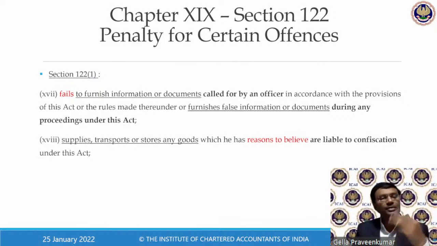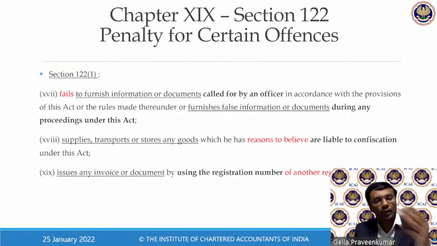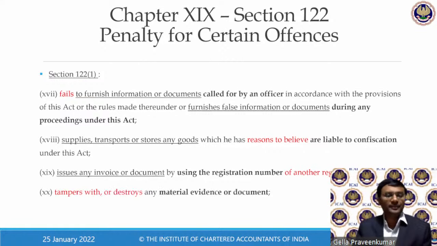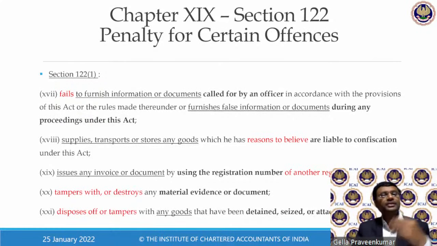Supplying, transporting, or storing goods which are liable for confiscation is purely an activity of fraud. Issuing an invoice using the registration number of another person, I would call a fraud. Tampering with or destroying material evidence is fraud. Disposing of or tampering with goods which are detained or seized, again, is a fraudulent activity.